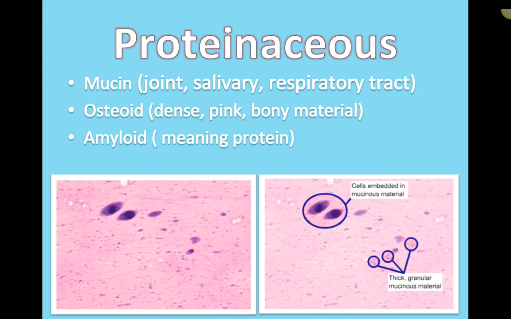So when you have a slide in general with a colored background, sort of like a frosted glass background where it's one color, semi-opaque, and it has various levels of transparency, that's called proteinaceous. And there are lots of different reasons for proteinaceous backgrounds, one of which is mucin. So common in joint and salivary reproductive tract to have a mucinous background. Osteoid, dense pink bony material, and then amyloid, meaning protein in general.